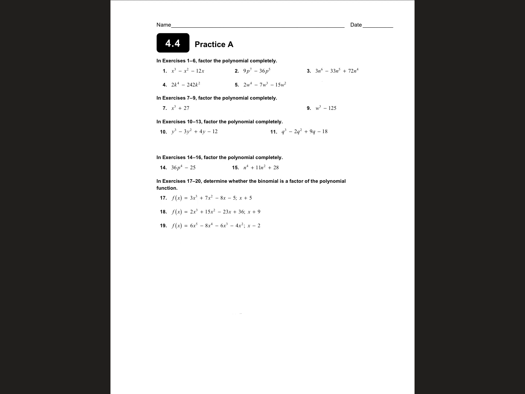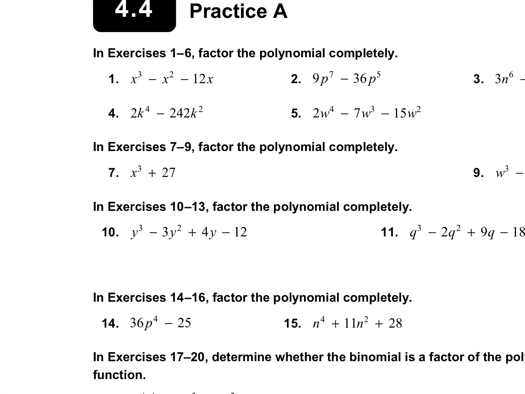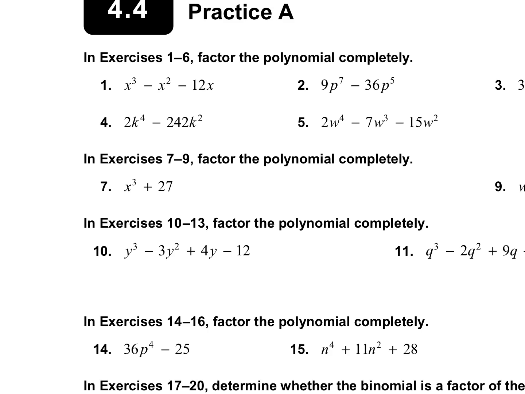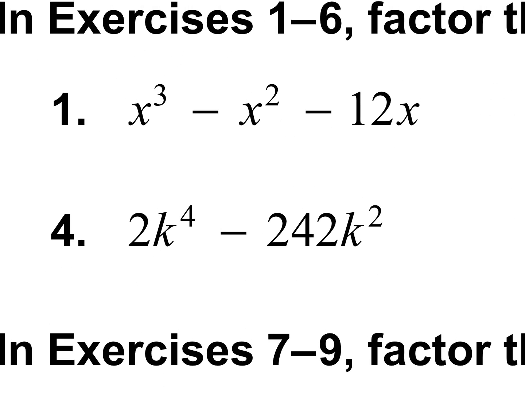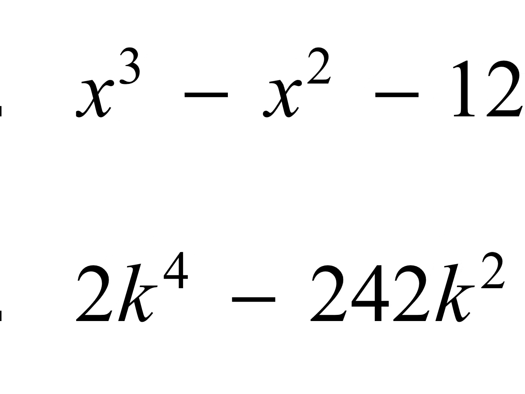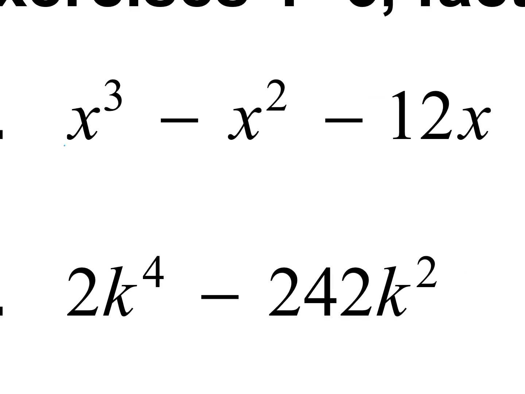4.4, this is all of our factoring questions. So you have to factor the polynomial completely for the first ones. How would I factor number 1? Take out the GCF first. So I'm going to divide them all by x. So take out an x. I am left with x squared minus x minus 12.